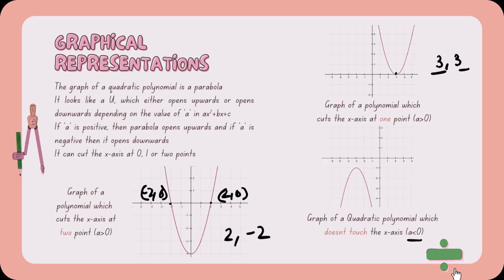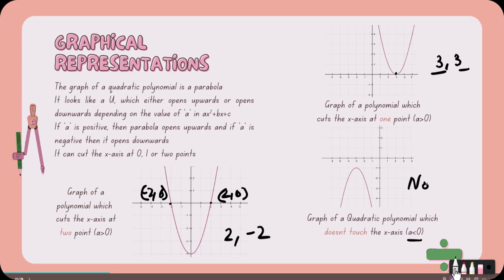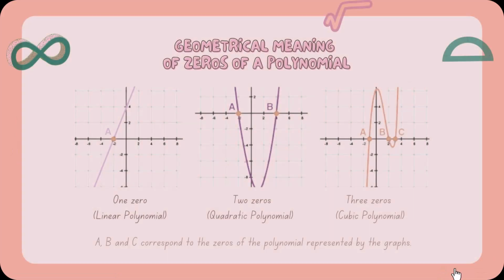Now what about the next one? Is there any 0? No 0 here. Is it touching? No, it's not touching. So we're not getting a 0. No 0 here. That is the logic. From the graph, we can easily find out whether there are zeros or not.